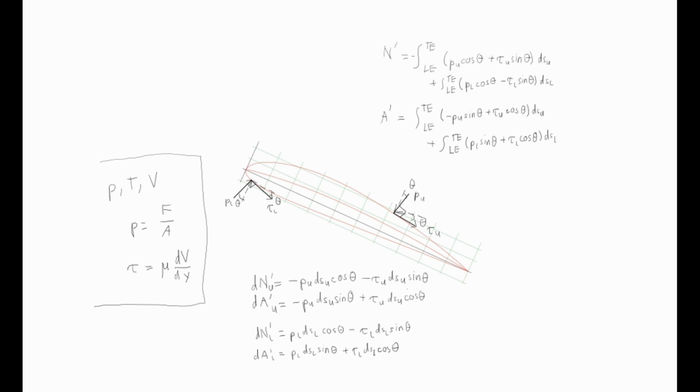Prime basically represents force per unit span, because we're considering only a 2D airfoil. Hence, it can be assumed that the span would be 1. This diagram is a summary of what we've covered.